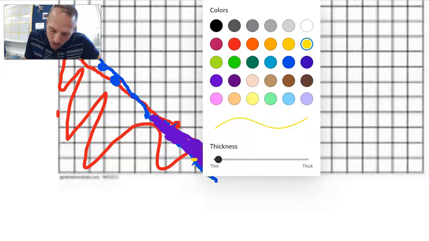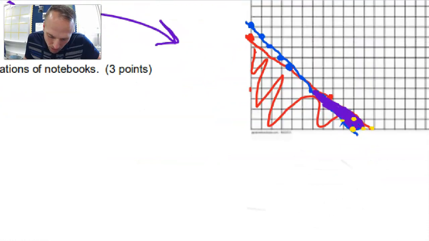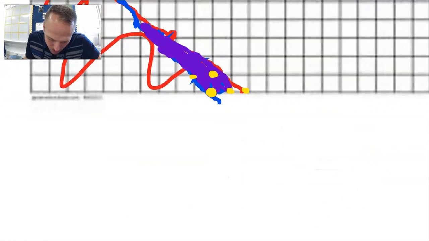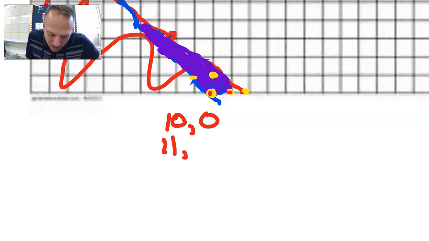Okay, so what are those points? Well, let's see. What was the x value? The x value was spiral. Okay, so how many spiral notebooks could we buy? Well, this one, that first point right there, that's 10. So we could buy 10 spiral and 0 3-ring. Or we could buy 11 spiral and 0 3-ring. Or we could buy 12 spiral and 0 3-rings.